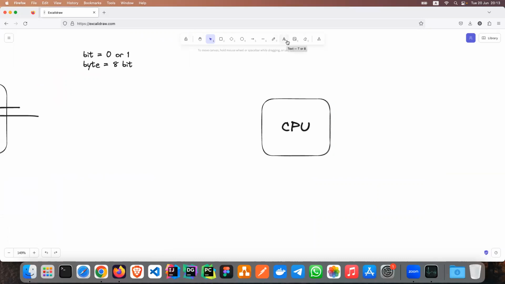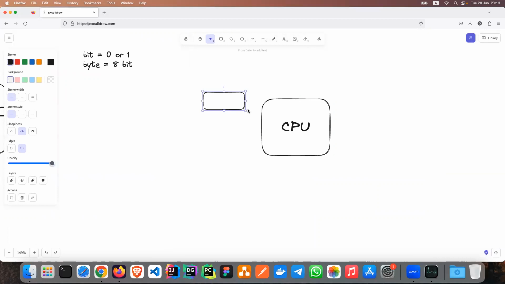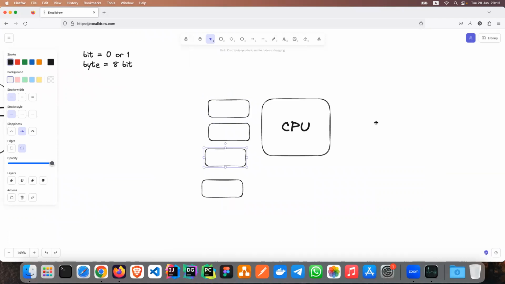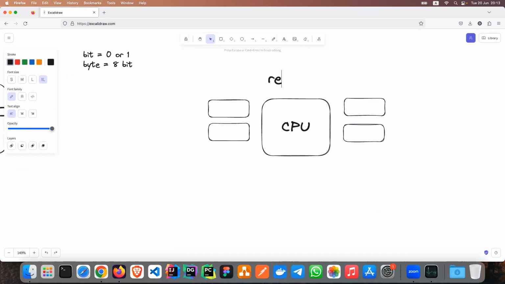And the CPU has some small memories, which are not like RAM. They are very close to the CPU. They are called registers. Let's say I have one register, two registers, three registers, and four registers. We call them registers. These small memory units are called registers. What we do then is store some temporary values there.